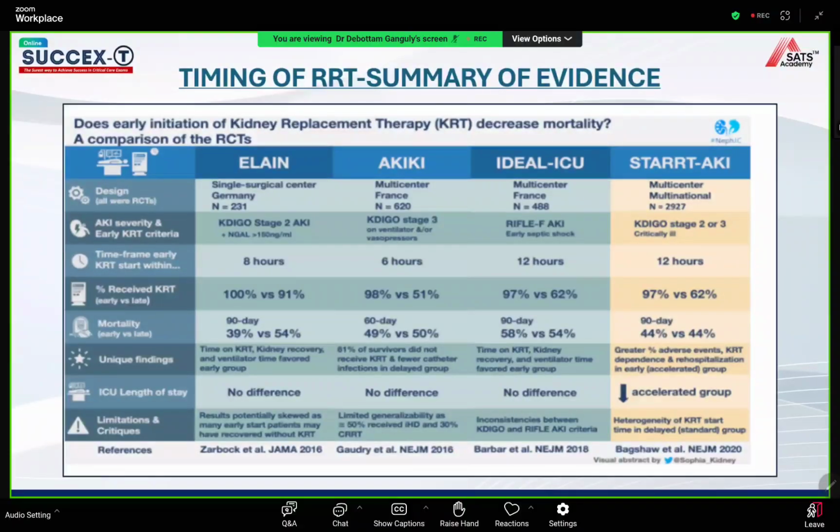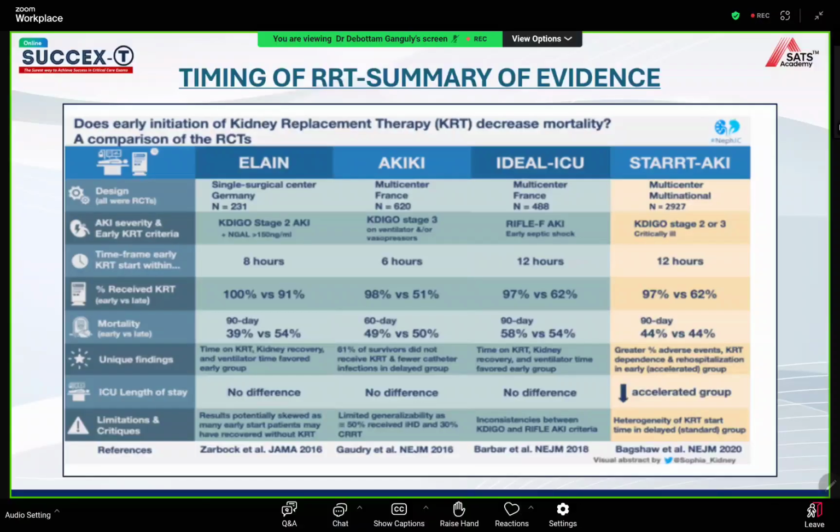Timing of RRT, as it will be discussed by my colleague later on. Just a cross picture, you must know these things by this time. There's still a controversy. What is the best time to start RRT? There are multiple studies like the ELAIN study, AKIKI study, IDEAL-ICU study, and STARRT-AKI study, and some show no difference, some show a few differences, but yet to decide what is the actual timing of RRT.